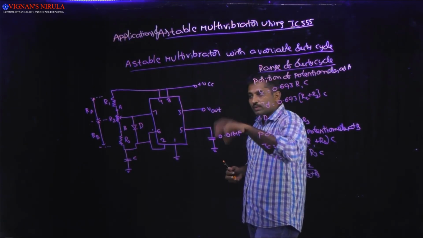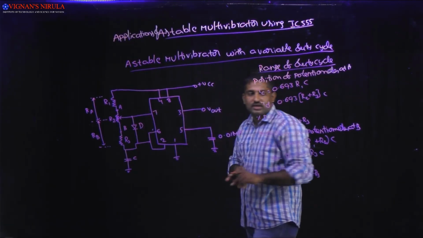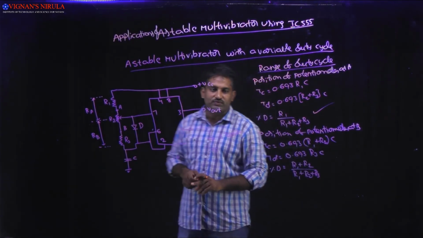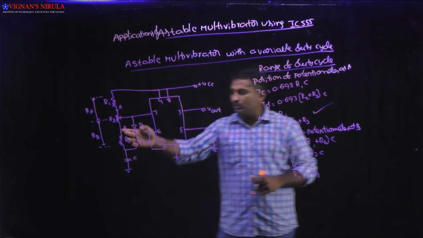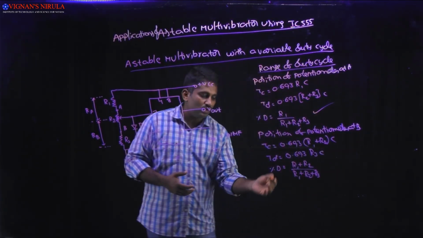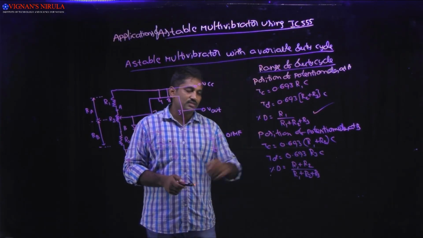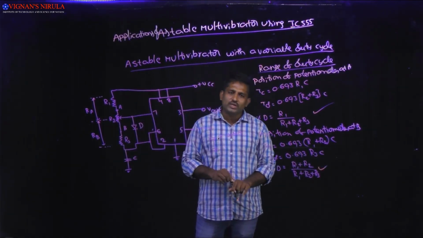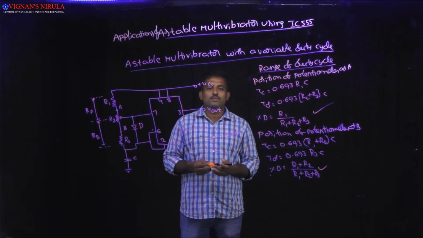Okay, so if the potentiometer is adjusted to point A, we will get the minimum duty cycle, which is less than 50%. If it is connected to point B, then we will get the maximum duty cycle. So by using this circuit we can generate the variable duty cycle.